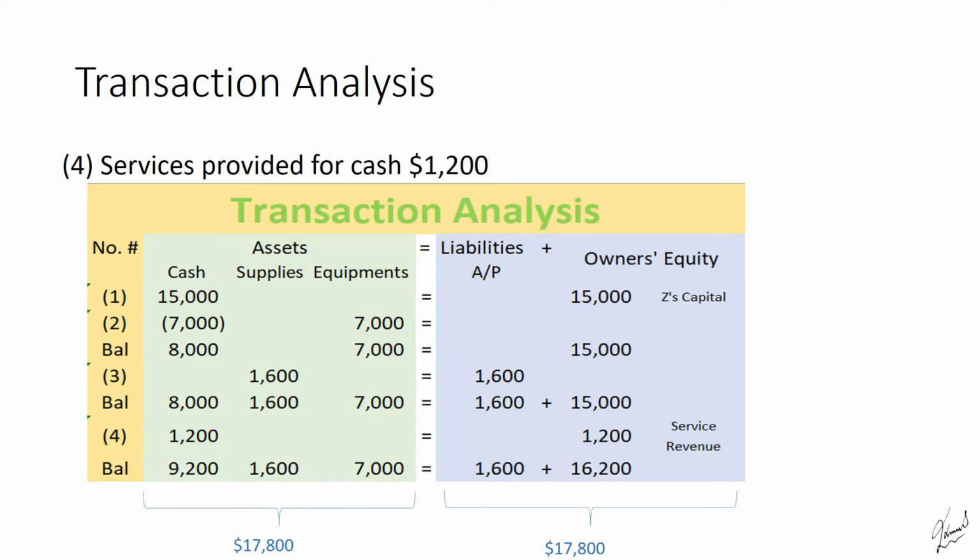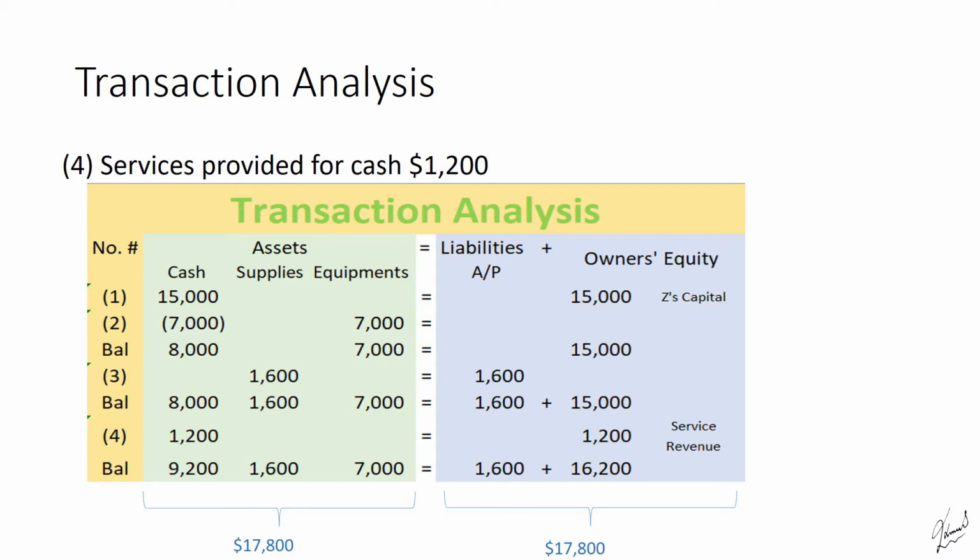Services provided for cash, and the amount is 1200. So for cash means cash is involved in this transaction. So let's go to the cash column. In the number 4 row we have added 1200 under cash, because service provided for cash means cash is coming in. Selling a good entitles us to charge the buyer. Same way, when we provide service, this service entitles us to charge a certain amount of money to those whom we have provided the service.